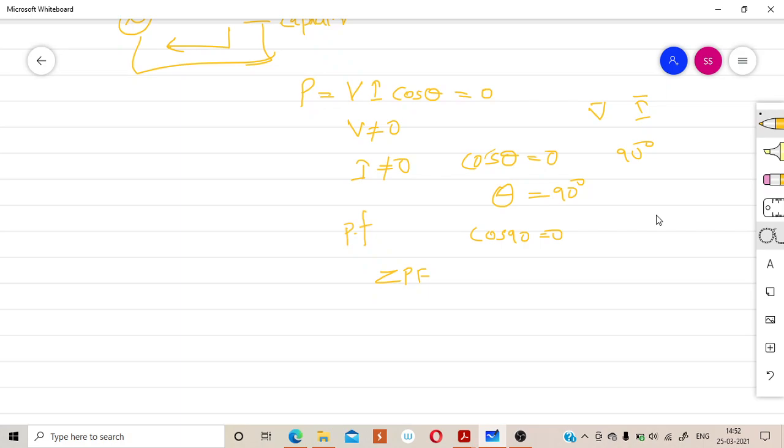Actually, in the pure inductive circuit also we got zero power factor. But in order to differentiate these two zero power factors, the first one is known as zero power factor lead, and the second one is zero power factor lag. Zero power factor lead means the current phasor leads the voltage phasor by an angle of 90 degree. And in lag, the current phasor lags the voltage phasor by 90 degree.